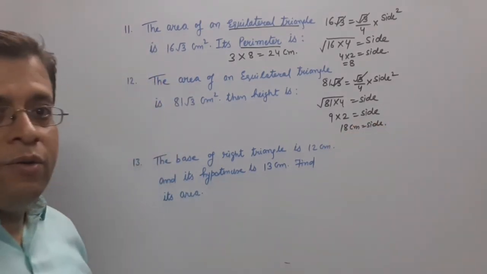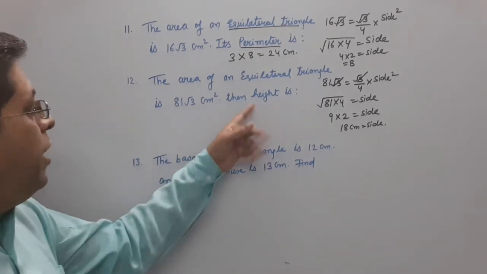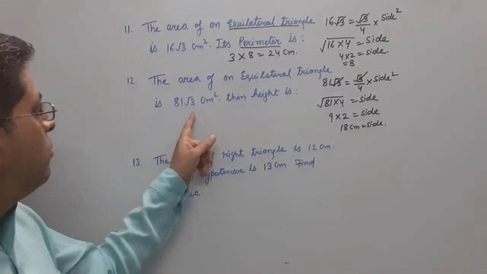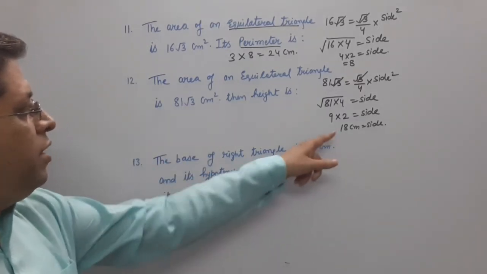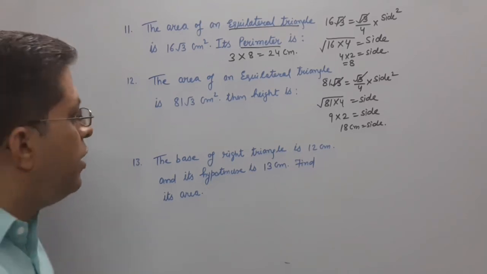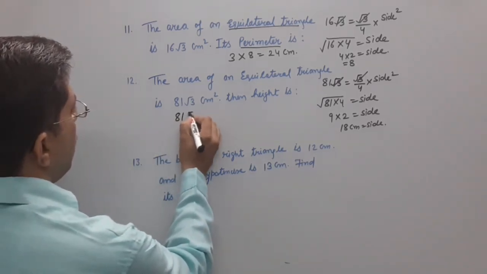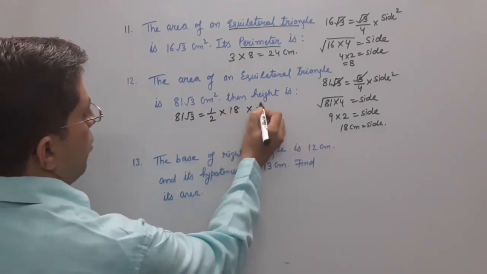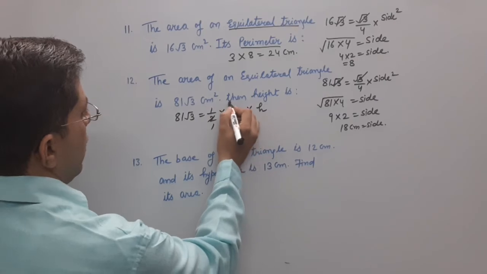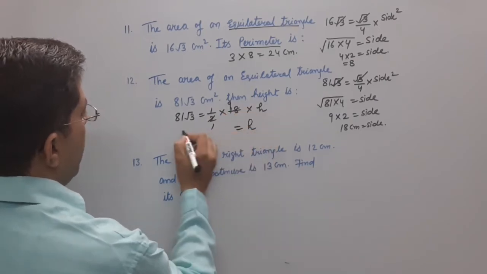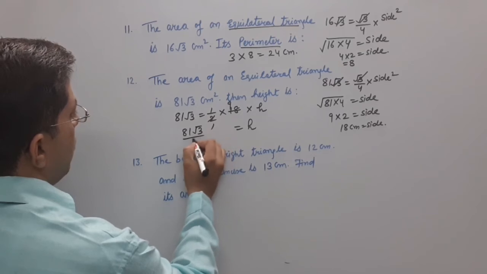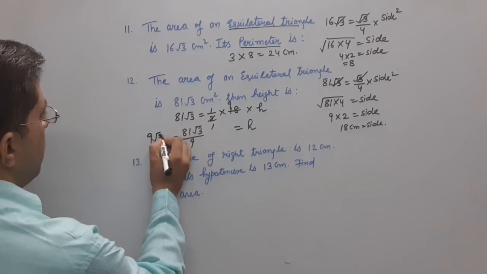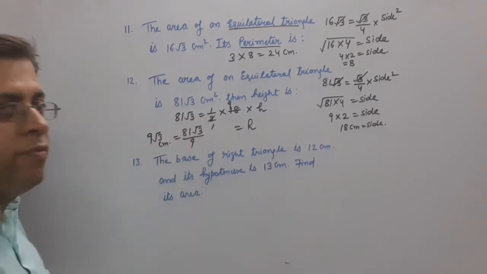But what do you have to find out? You have to find the height of the triangle. Area is given to you. Side is given to you. You have to find its height. Area is equal to half base into height. One side is base and height you have to find out. 2 9s are 18. Then what will be h? 81 root 3 upon 9. Then what will come? 9 9s are 81. So 9 root 3 centimeter.